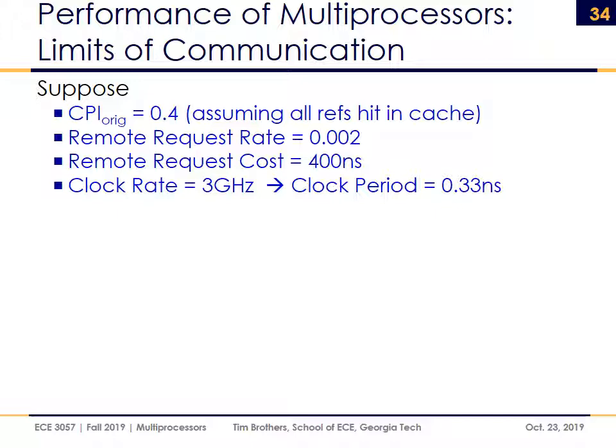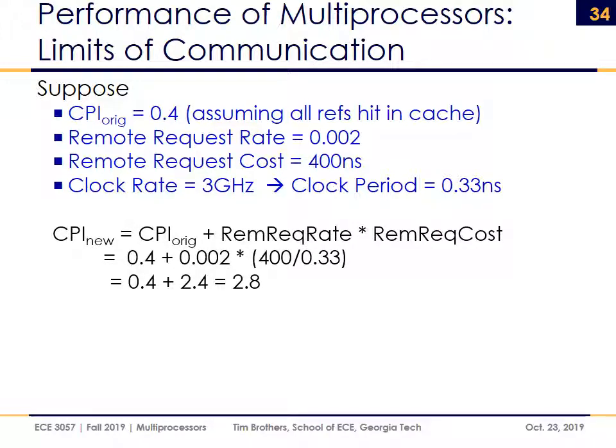Okay, so suppose that we have a CPI of 0.4, assuming all references hit in the cache. So we have a remote request rate of 0.002, we have a remote request cost of 400 nanoseconds, and we have a clock rate of 3 gigahertz, clock period of 0.33 nanoseconds. So if we take all this, put it together, the new CPI, given this multiple processor situation where they're going to have to do these remote data requests from another machine, we can take the original, which was 0.4, we can take the remote rate, the rate of having these remote requests, multiply that by the time of the remote requests, normalized by the clock rate, and we can see that the output is going to be a dramatic slowdown.